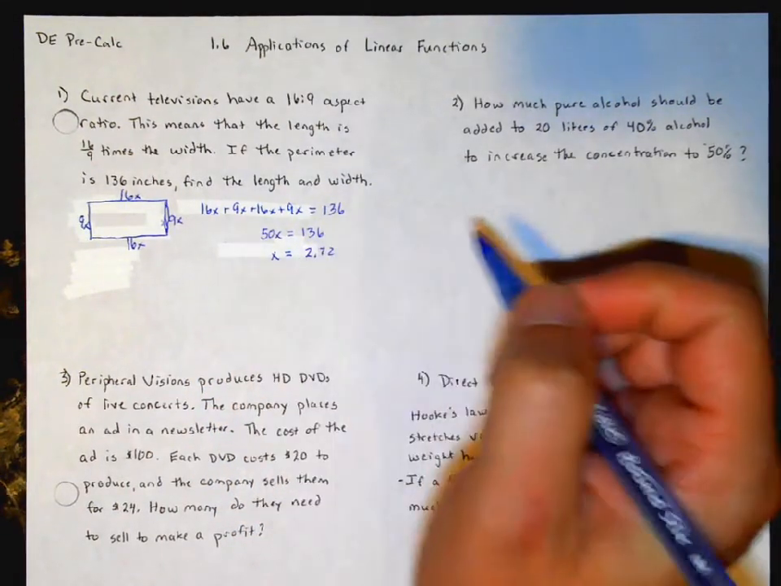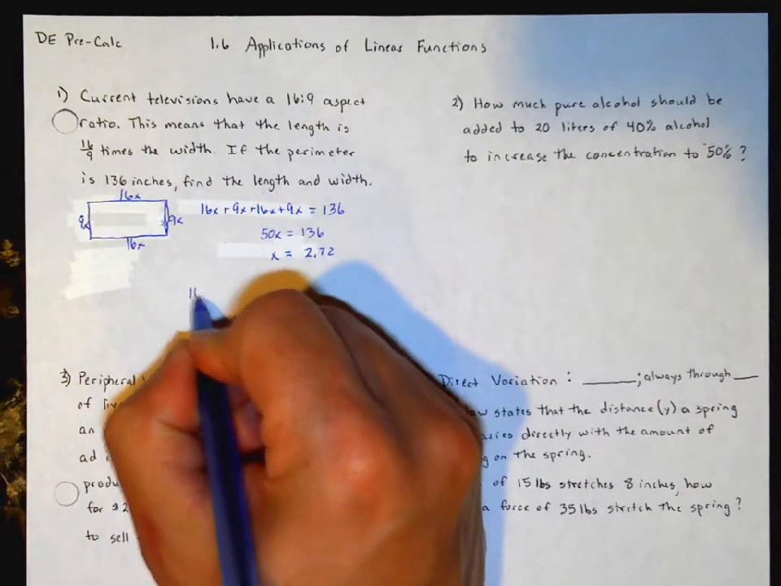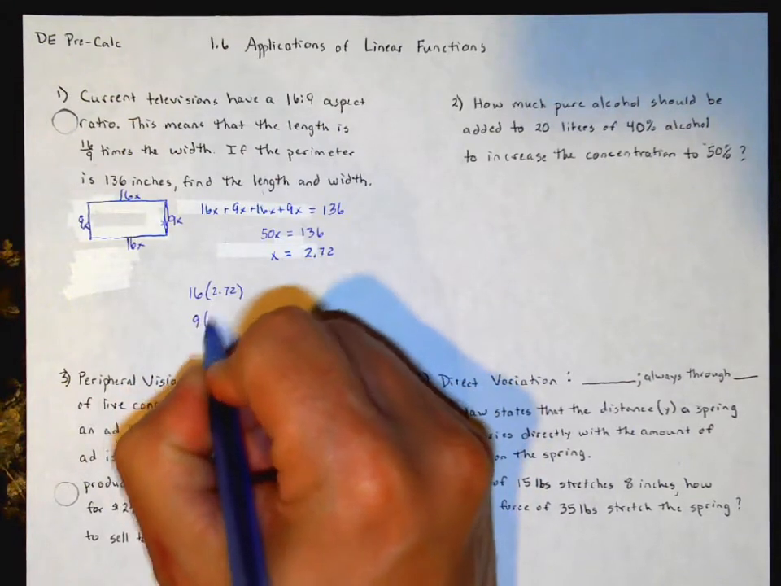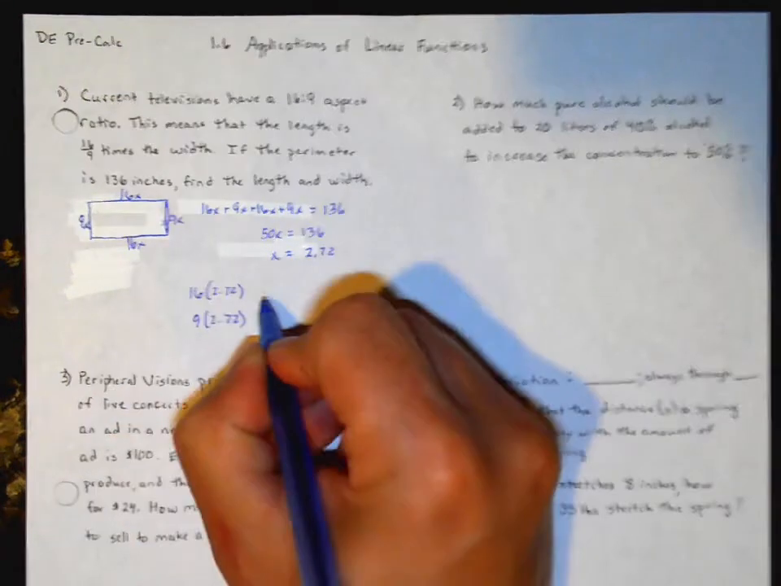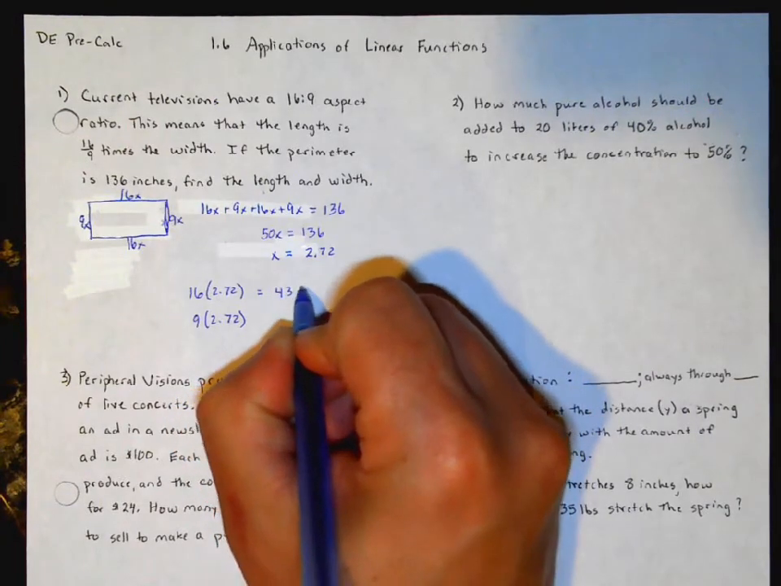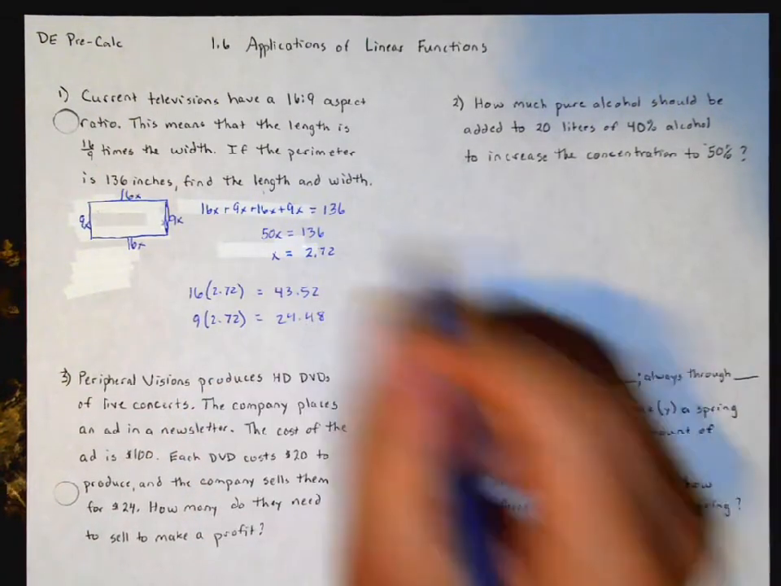2.72. Okay, now if I want to actually know the length and width, the length is going to be 16 times that, and the width is going to be 9 times my x, which is 43.52 and 24.48. So we got our length and our width.